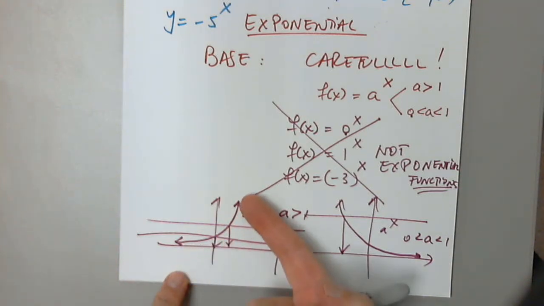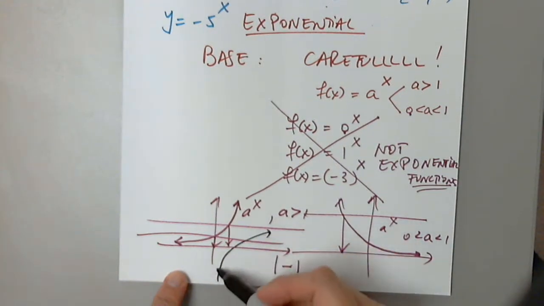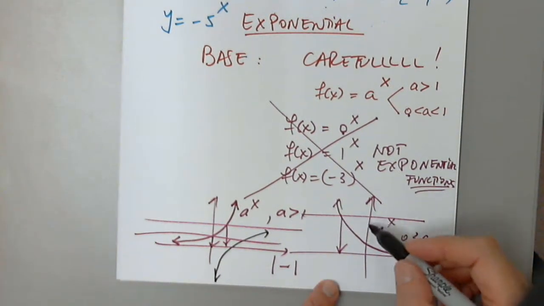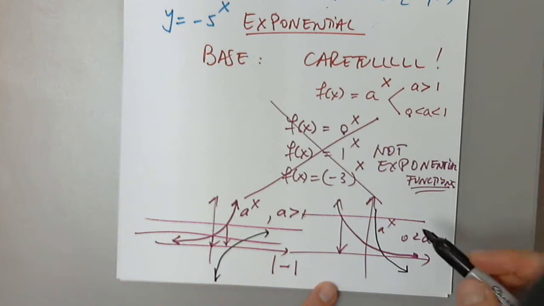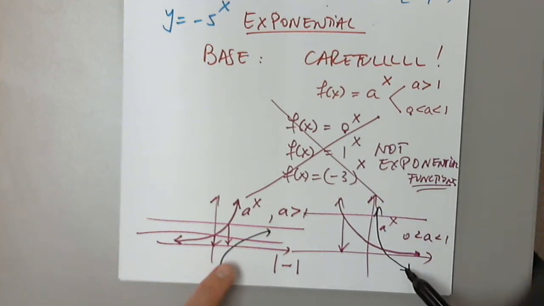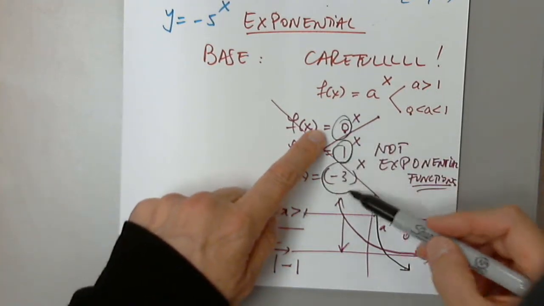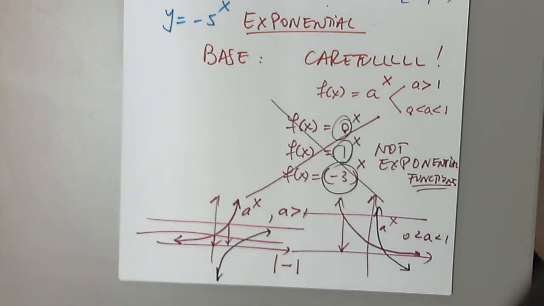So this is one-to-one, it will have an inverse function, which is log. This is one-to-one, it will have an inverse function, which is log. But the inverse functions will not exist if the base is 0, 1, or a negative number, because there is no log function with such a base. And that's the reason why we had to exclude 0, 1, and negative numbers from the exponential.